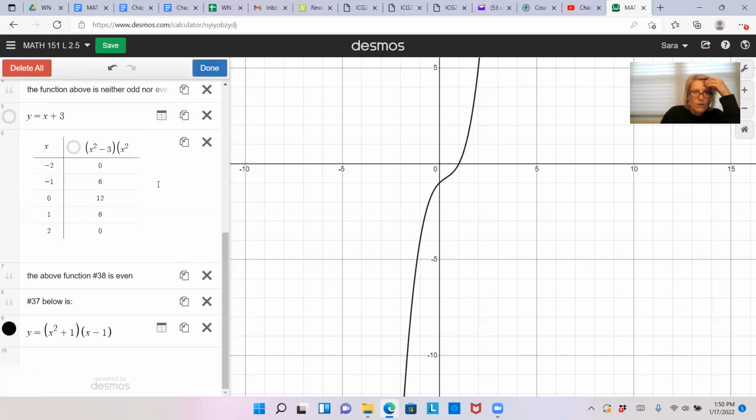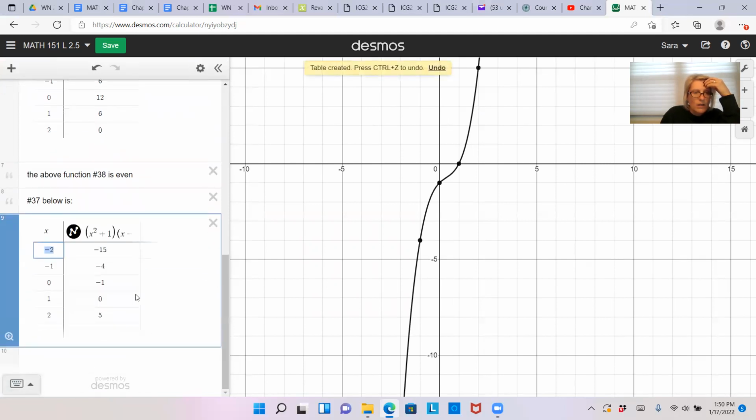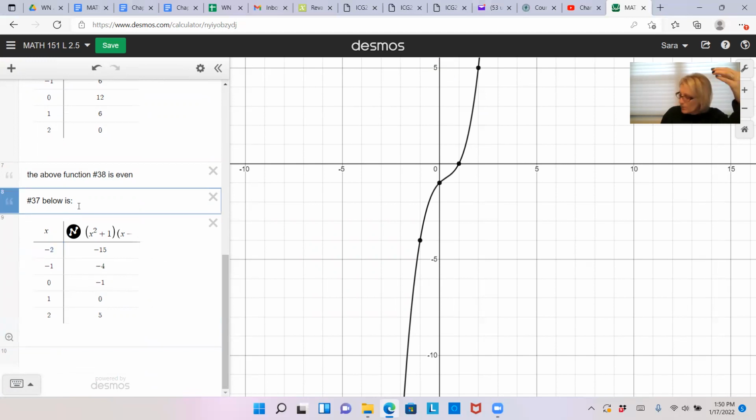So let's just go ahead and make the table here. So a -2 produces a -15, so that means 2 would have to produce +15, and it doesn't. So they're not opposite signs of each other. So this one, number 37 below, is neither odd nor even.